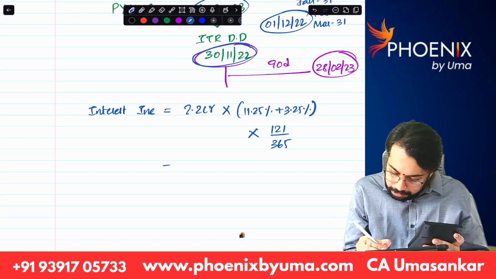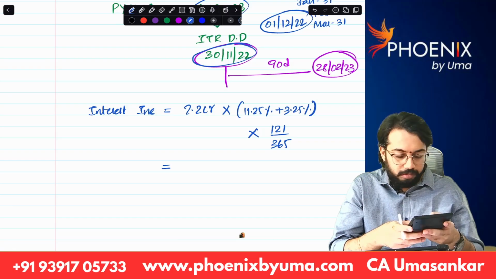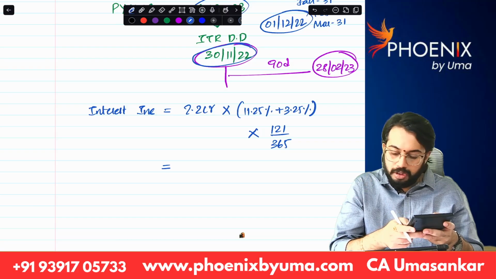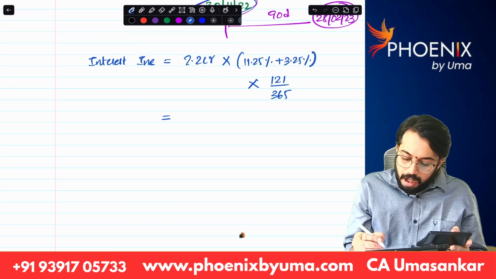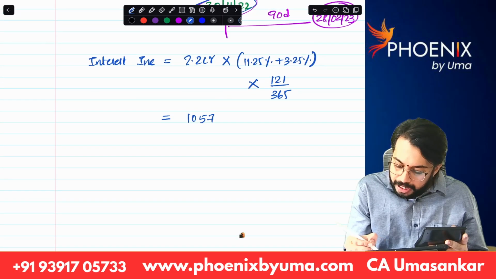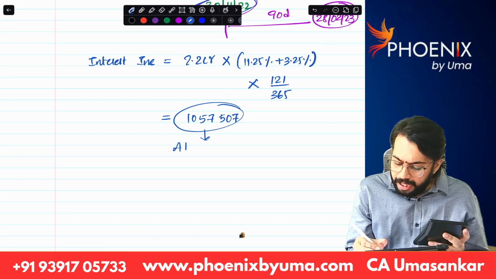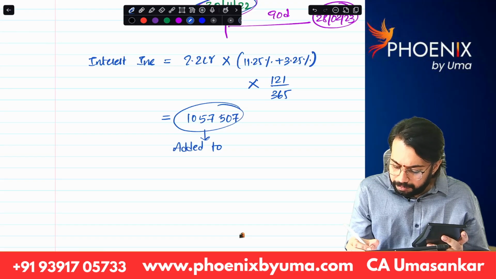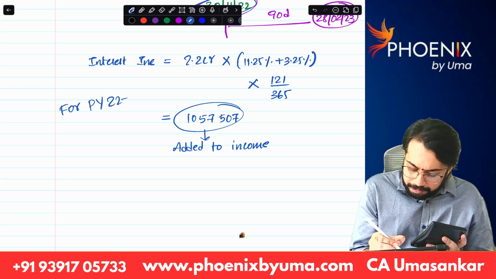How much? 14.5%. 10,57,507 rupees. Okay, that will be added to income of SSC. This is for previous year 22-23.